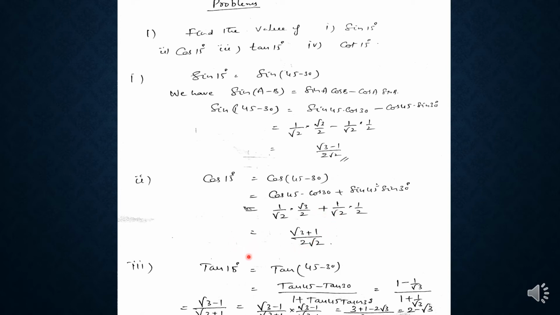Next, to find tan 15 degrees, tan of 45 minus 30. So this is in the form of tan of a minus b, which is equal to tan a minus tan b by 1 plus tan a into tan b. So that is tan 45 is 1 minus tan 30 is 1 by root 3, divided by 1 plus tan 45 is 1 into 1 by root 3, that is 1 plus 1 by root 3.